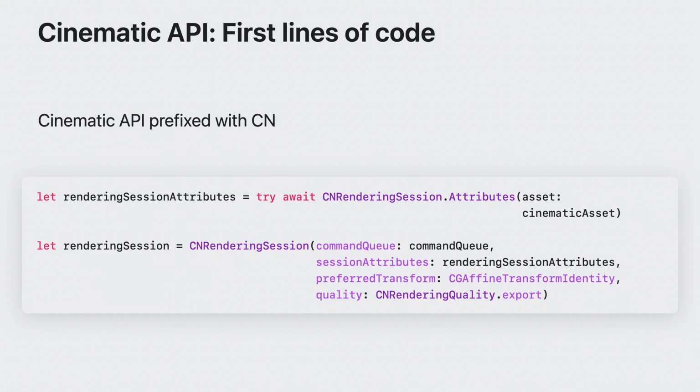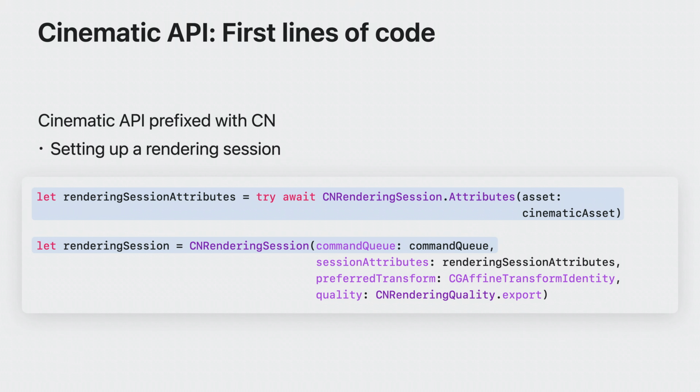The Cinematic API uses the prefix CN, so you might be able to spot the 3 API calls needed to set up the rendering session, which will render the shallow depth of field. The first call gets the rendering attributes from the cinematic asset. The second sets up a rendering session with these attributes. The rendering session uses the GPU, so I need to provide a metal command queue. And the last call sets the rendering quality to export. Quality can be set to different enums like preview and export depending on your performance and quality constraints.